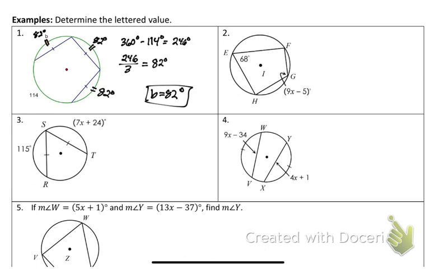I don't know if I'm right, but are these equal to each other? So 7x plus 24 equals 115. Does anyone agree with that? Yes, you're 100% right. Because the chords are congruent, the arcs are also congruent. And since the arcs are congruent, that means use an equal sign. So we have 7x plus 24 equals 115.